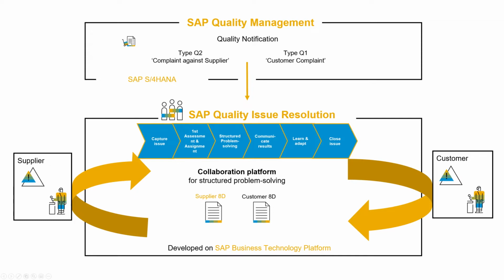In step 5, you describe the planned corrective actions. In step 6, you document implemented corrective actions. In step 7, you describe preventive actions. And last but not least, you congratulate your team in step 8.